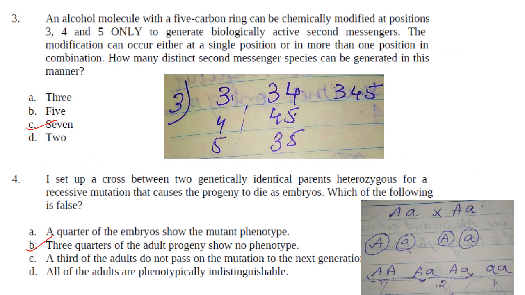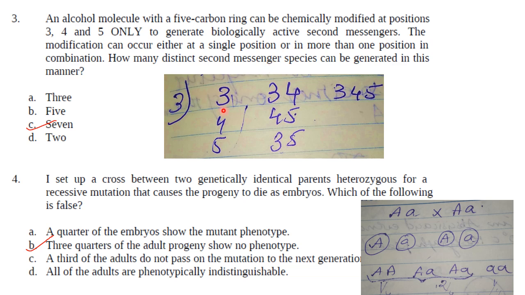The next one. An alcohol molecule with a 5 carbon ring can be chemically modified at positions 3, 4, 5 only to generate biologically active second messengers. The modification can occur either at a single position or in more than one position in combination. How many distinct second messenger species can be generated in this manner? So how many second messengers will be produced as a result of this?